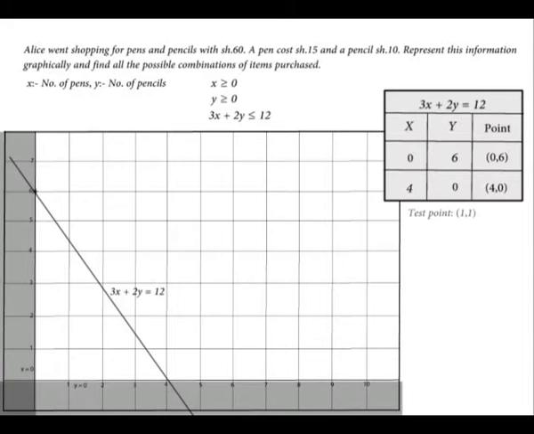We take (1, 1) and substitute that in the inequality. 3 times 1 plus 2 times 1 must be less or equal to 12. 3 plus 2 is less or equal to 12, and 5 is less or equal to 12, which is true. So we shade the other side of the point (1, 1).